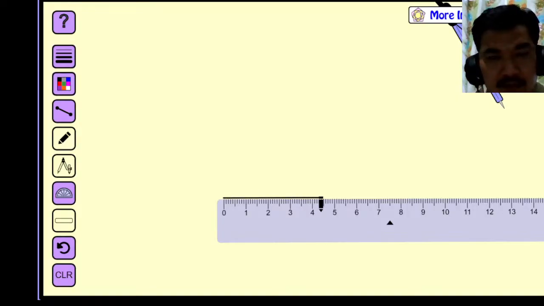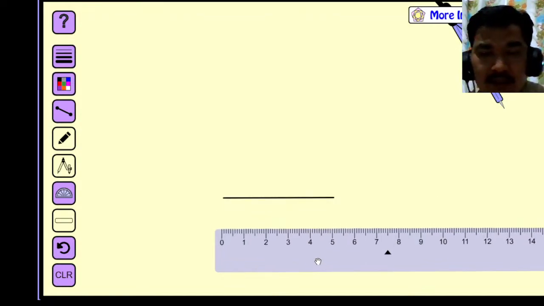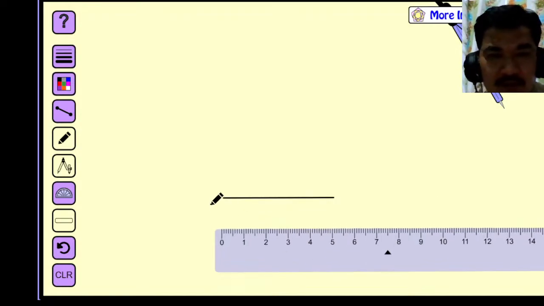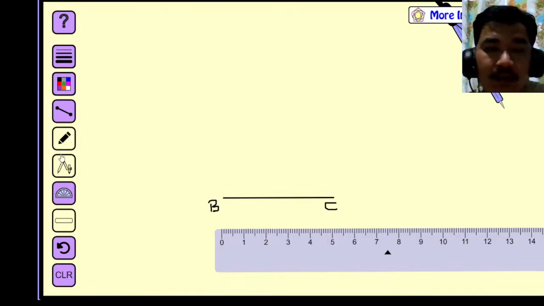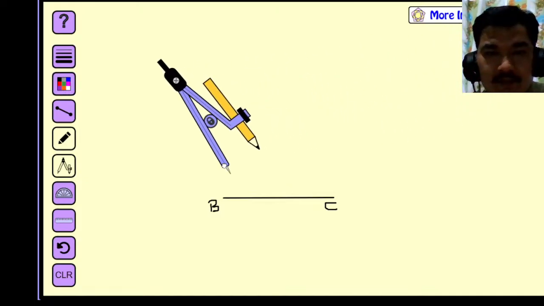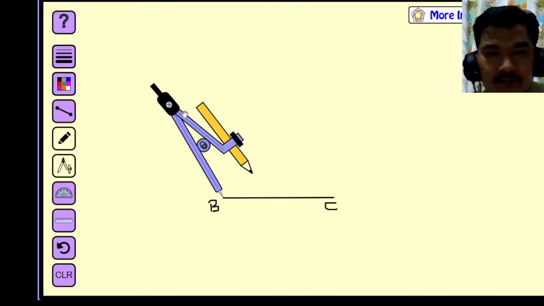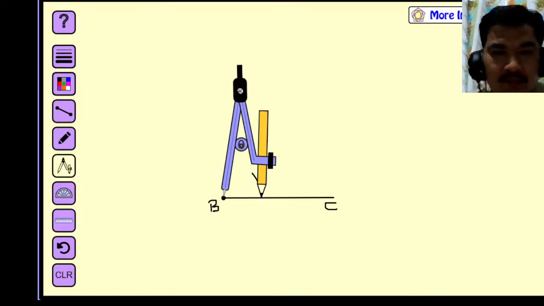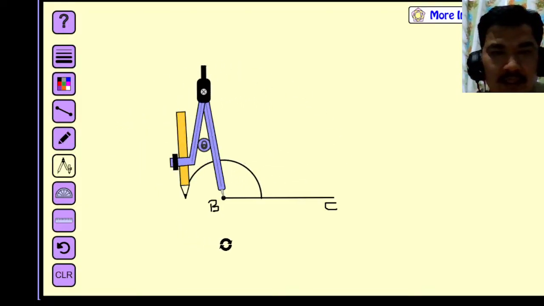Look here, 5 centimeter long, right? Its length is 5 centimeter. Now you can give its name BC, okay? And then now let's take the help of compass, okay? Here, and got this main arc from here, like this.